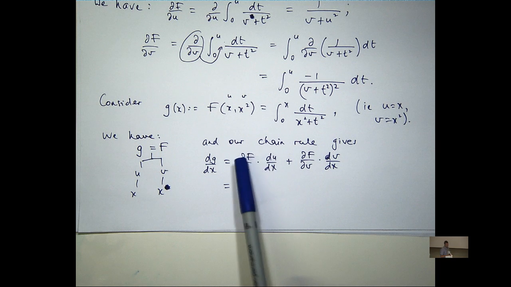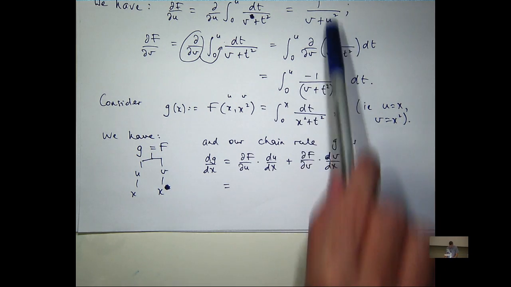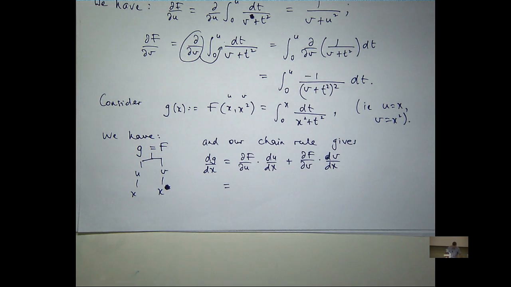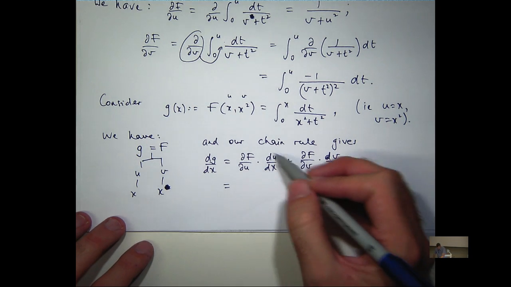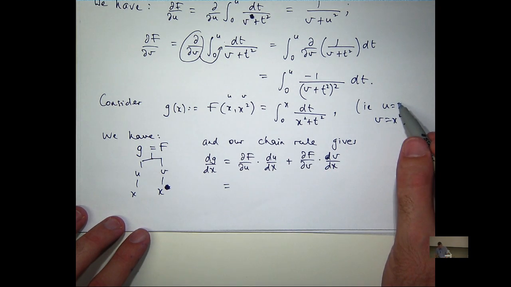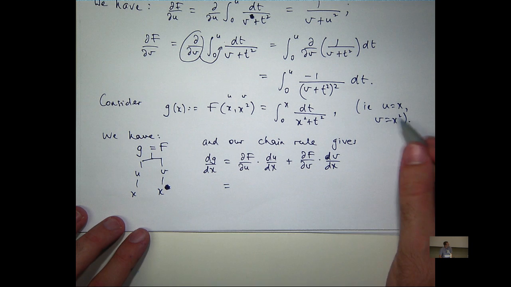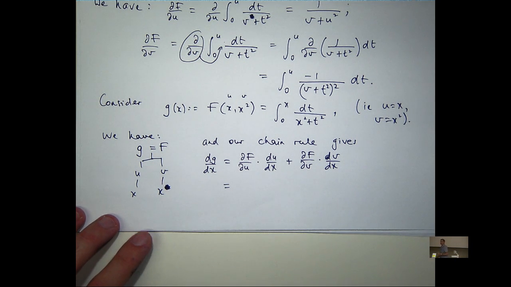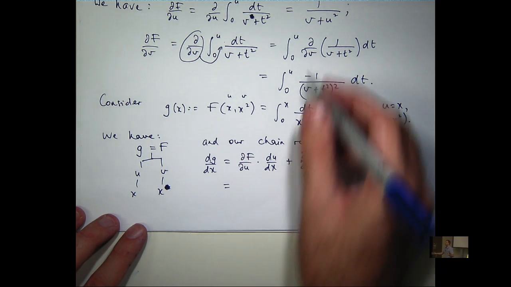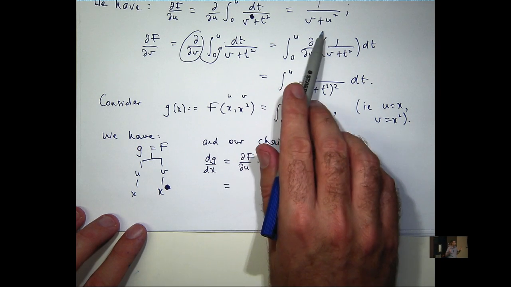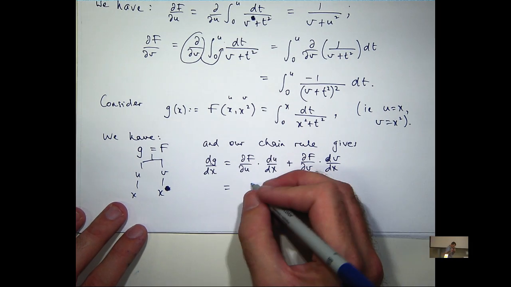Okay, well, we've calculated some of these derivatives up here already. And we can easily calculate du dx. Du dx is going to be 1. dv dx is going to be 2x. So let's put this all together. And we're going to get something like this.